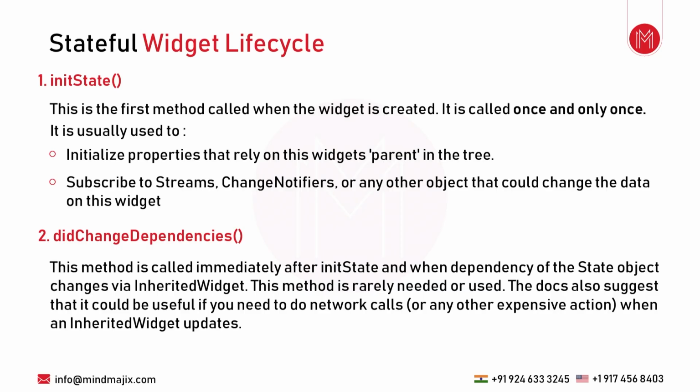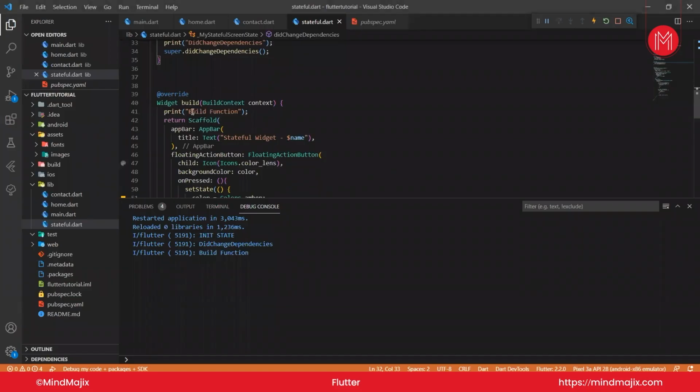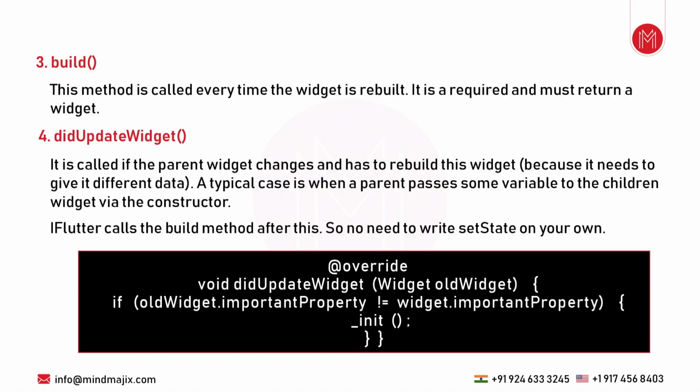Third is the build function. This method is called every time the widget is rebuilt. It is required and must return a widget. So this is the build function. We already know that it will be called in the third place. First init state, second didChangeDependencies, and third build function.